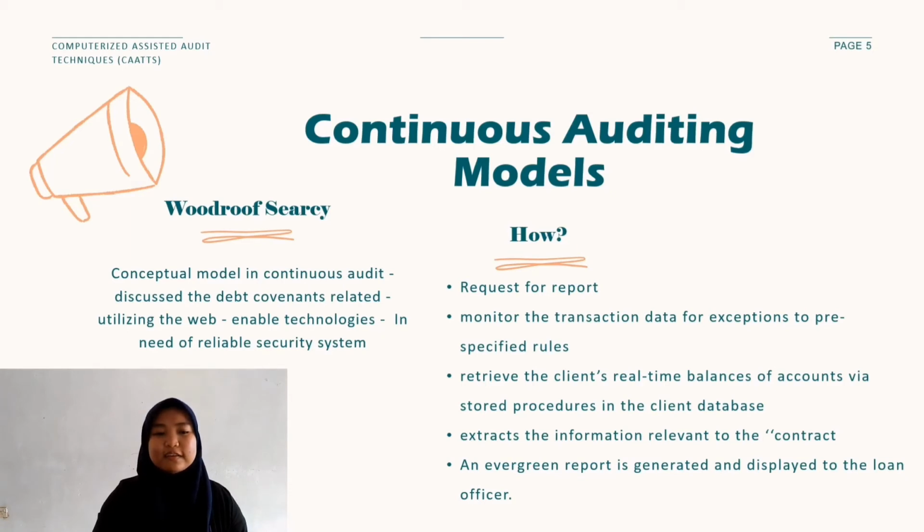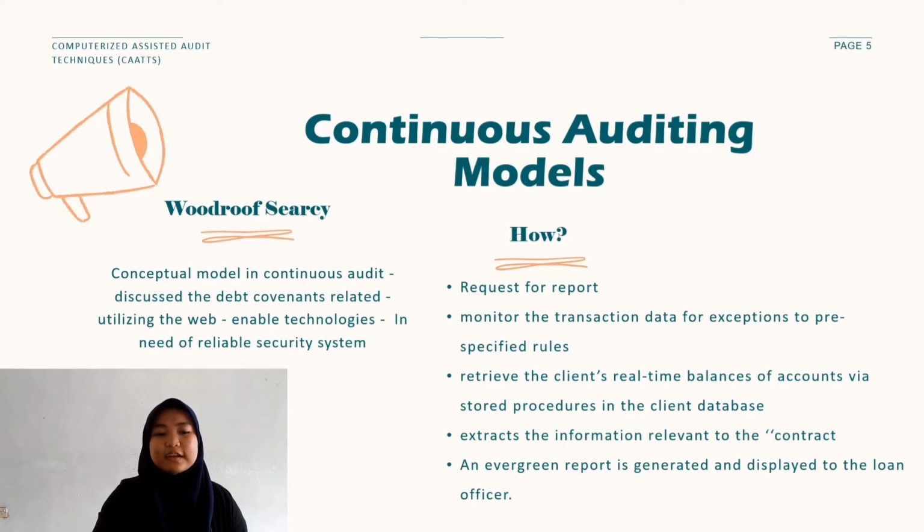the transaction data for exceptions to pre-specified rules. These exceptions are compared to the auditor-defined rules, and this may trigger the alarm, and alerts are sent to the auditors. The rules check the reliability of the system, the fairness of the representation of financial reports, and compliance to third-party contracts, in this context like debt covenant agreements.